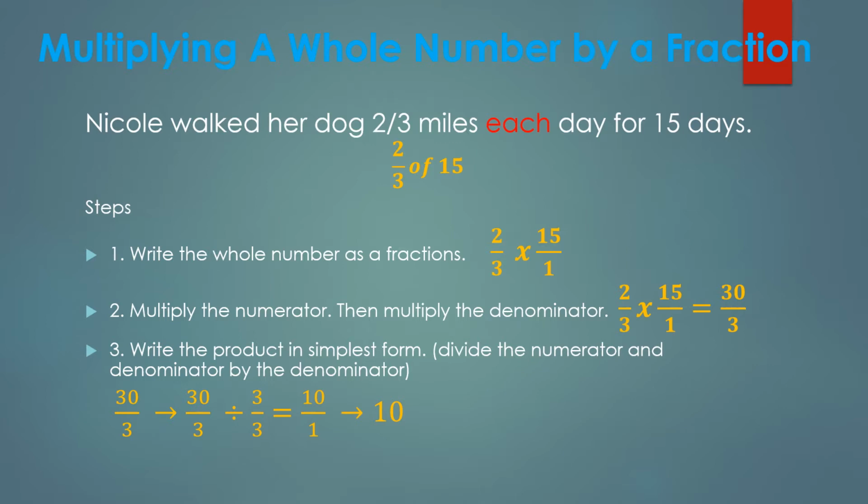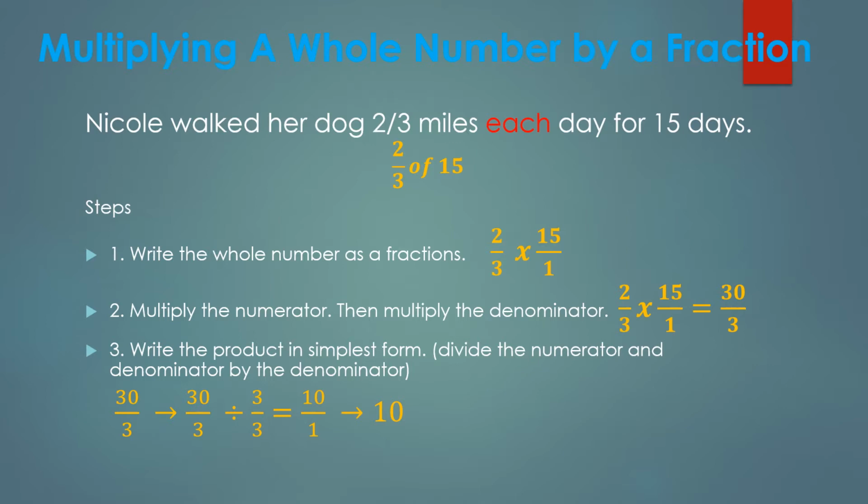So our first step, write the whole number as a fraction. So now we're going to take out the word "of" and we're going to actually put a multiplication sign. So we have 2/3 times 15 over 1.